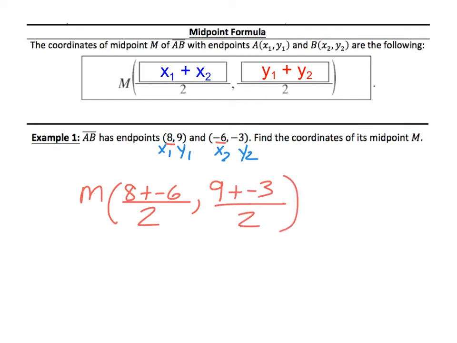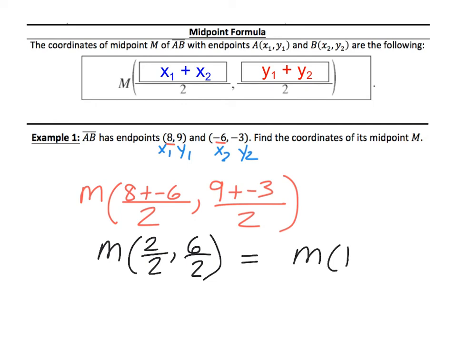Make sure to simplify the top of the fraction, the numerator, before you divide by 2. So here, 8 plus negative 6 would be 2. So we have 2 divided by 2. And then 9 plus negative 3 is positive 6. So we have 6 divided by 2. Then to get our final answer, divide by 2. So 2 divided by 2 is 1. And 6 divided by 2 is 3. So point M, the midpoint of segment AB, would be located at (1, 3).